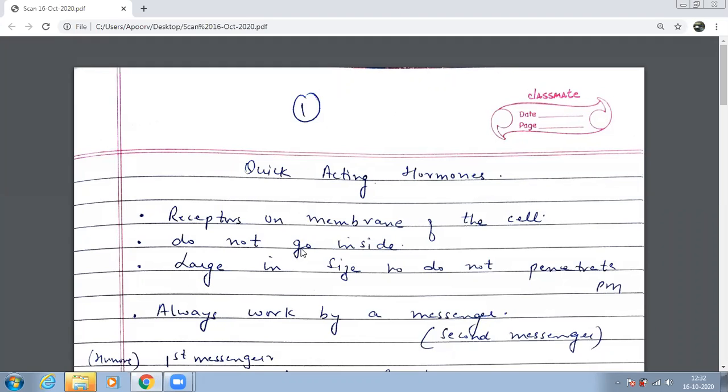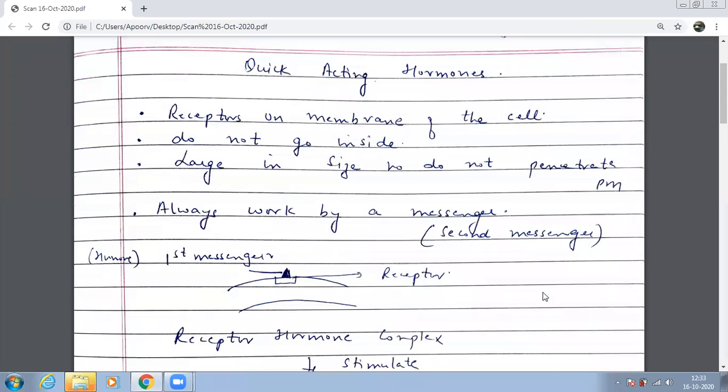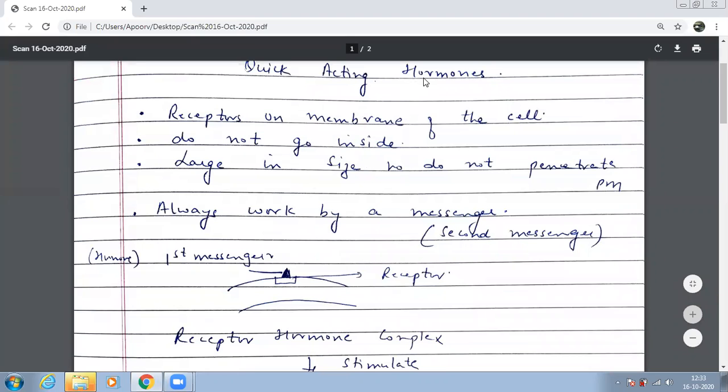Because today I said I'll ask you a few things. I'll be taking a short assessment on action of hormones after this topic. So these three things are clear to everybody? The main three differences between slow acting and quick acting hormones? Yes, ma'am. Remember that the quick acting hormones always work with the help of a second messenger. The first messenger are the hormones themselves, but hormones do not do everything on their own. They need another messenger. I'll explain it to you when I go ahead. Remember that they always work with the help of a second messenger.